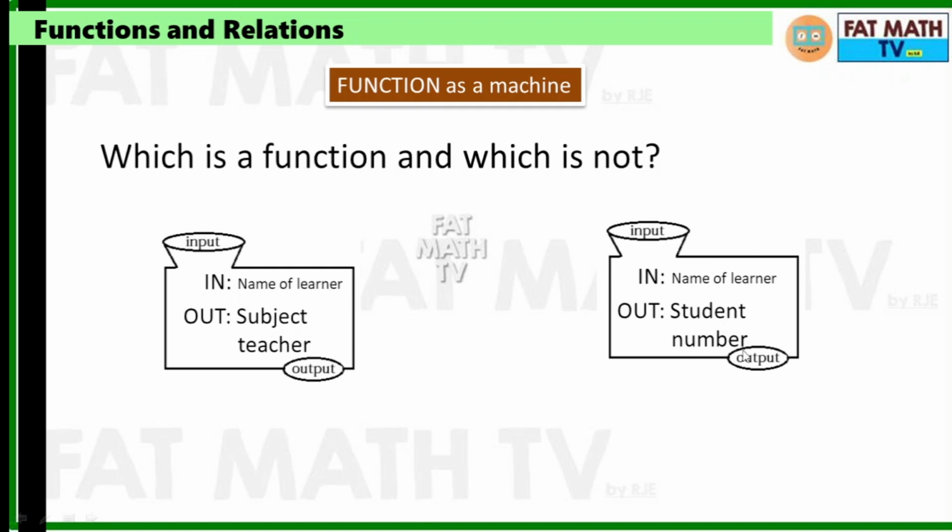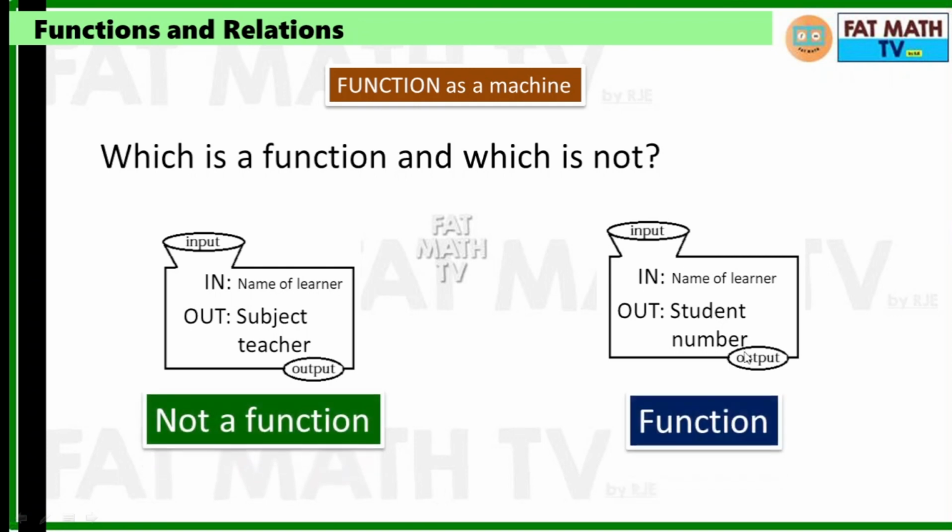For the first one, the name of the learner and the output is the subject teacher, this is not a function, because one learner may have different subject teachers. For one learner, let's say Ben, he has different subject teachers. So the output will be many. You are pairing Ben to different subject teachers. So this is not a function.